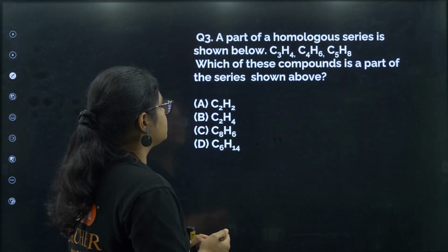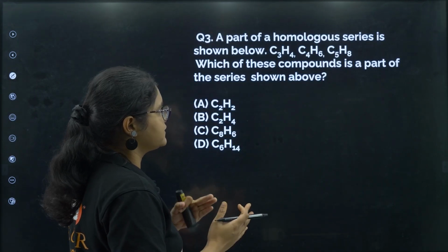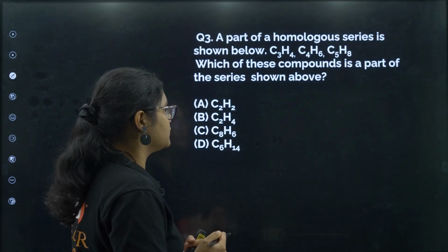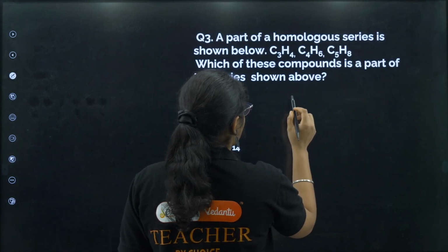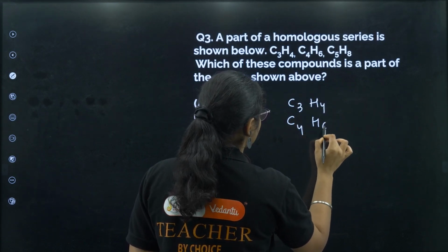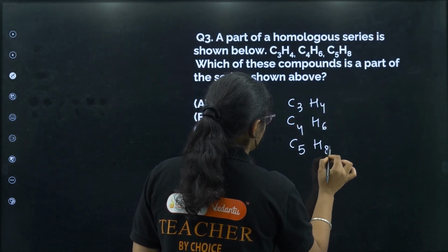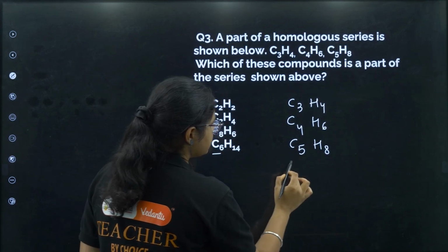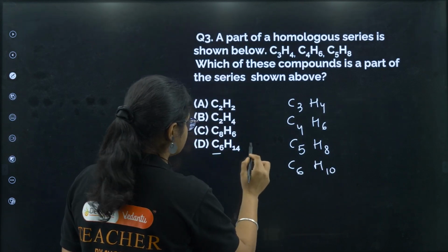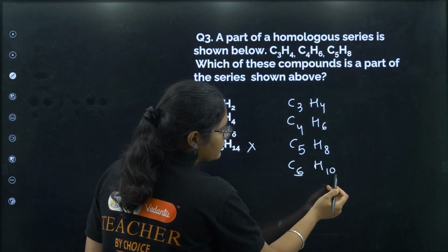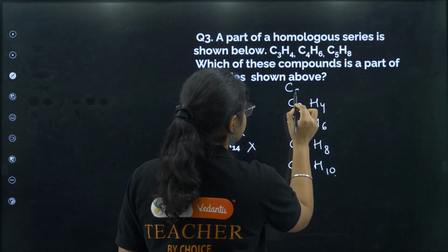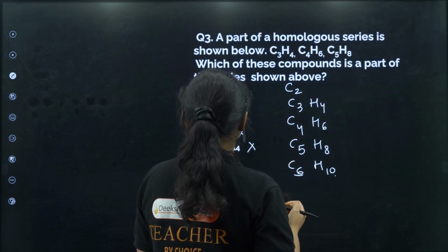Next, a part of a homologous series is shown below: C3H4, C4H6, C5H8. Which of these compounds is a part of the series shown above? If you see, we have C3H4. Next, you added 1 C and you have to add 2 hydrogens. Then you have C5 and H8, right? Next, if you have C6, then what will it have? C6 will have H10, right? So that is why this is not correct. And you see, the number of hydrogens is more than the number of carbons, so this also cannot be the answer. If I have C2, then H should also decrease by 2, right?